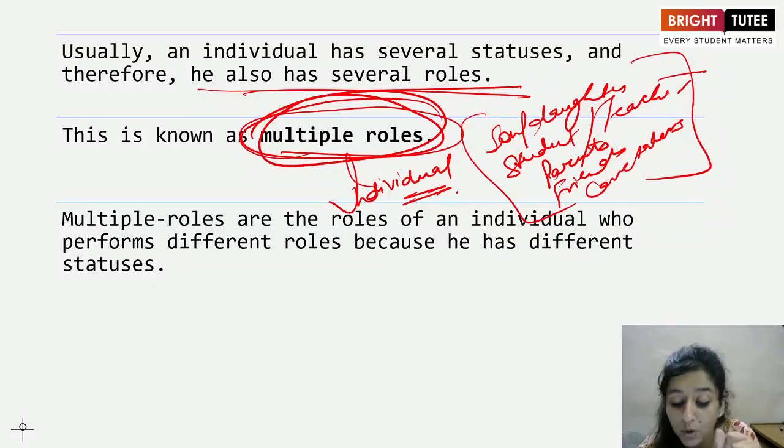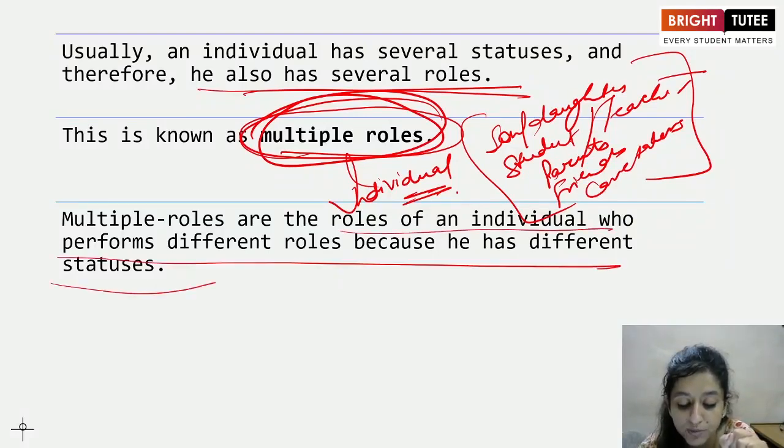Now, multiple roles exactly are the roles of an individual who performs different roles because he has different statuses. I would be different in the way I react, or in the way I talk to people around me, when I'm a teacher. I would be different in a way when I am in a family setup.